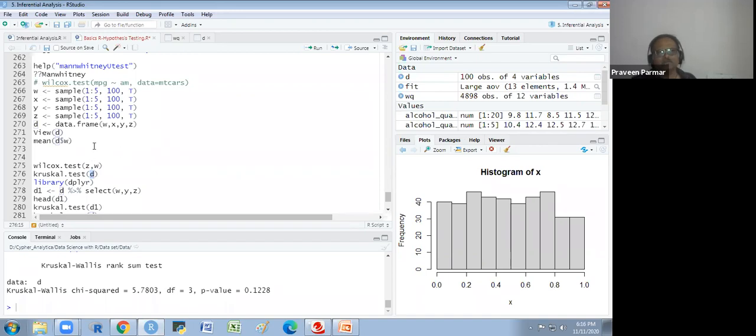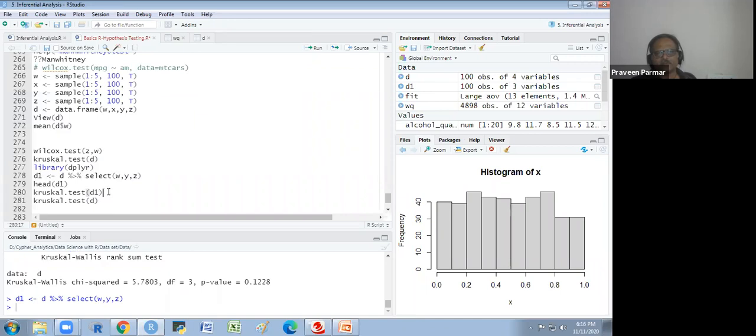And if you have to compare only three variables in a data frame, suppose W, Y, Z, you don't want to include X. So then you have to create a sub data frame from that data frame. Here I have created a sub data frame D1, where I have selected only W, Y, Z. And then I will perform the Kruskal-Wallis test for D1.